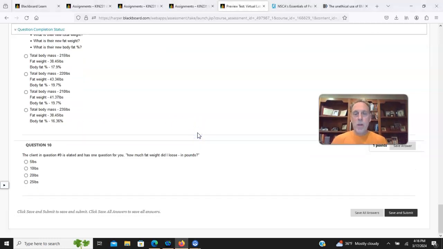And lastly, when you look at this, the client in number 9 is super happy. They can't believe how happy they are. And they come to you and they say, well, in actuality, how much weight did I lose in pounds? Like my fat weight? You got an idea? And come up with the correct answer.